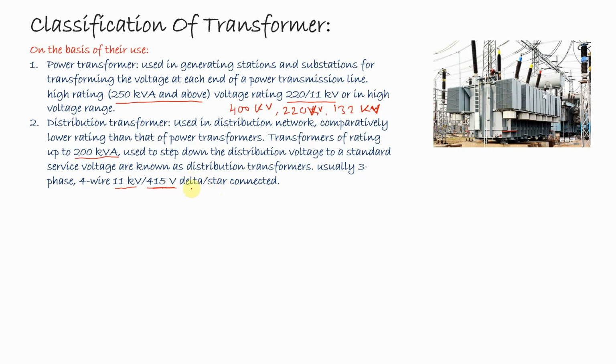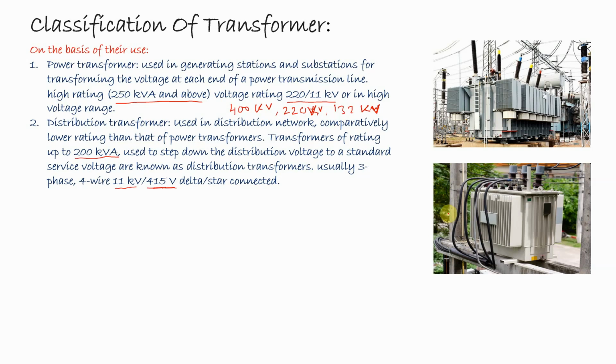And the distribution transformer is always the delta star type connection. That means the primary is always the delta connected three phase system, and the secondary side from where the power is supplied to the consumer is always a star connected system. That means here the neutral terminal is also required. Here this is a figure of the distribution transformer. This type of transformer we have seen nearby. It is also called a pole mounted transformer because sometimes this type of transformer is placed on top of the pole.